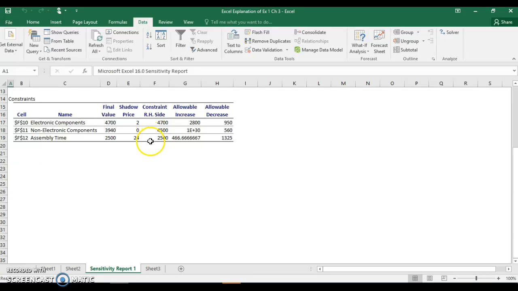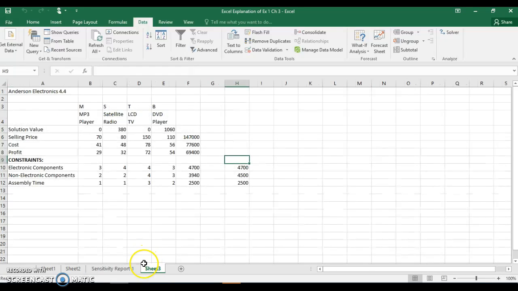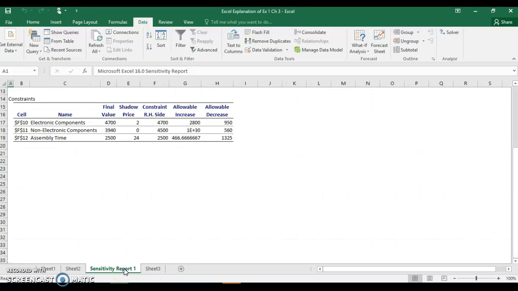Now, the next question asks, what is the impact on profit if we could increase the supply of electronic components to 400 units? Okay, so let's look at this. Electronic components is our top one up here. We can increase up to 2,800 units. And so this falls within the realm of what this report's telling us. If we had 3,000 units that we increased, this report wouldn't be any use to us. We'd have to change all the numbers in the original report up here. We wouldn't have any choice. But this just gives us a chance to consider all the different possibilities within the ranges given here within the sensitivity report.